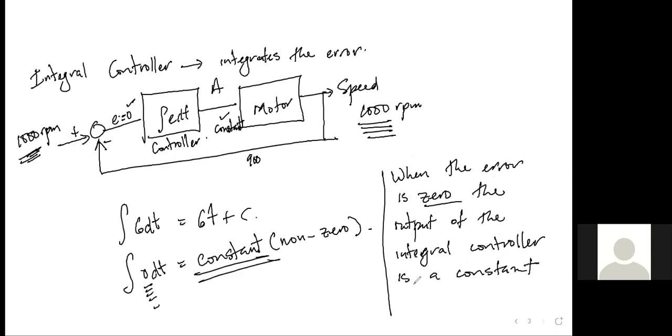All right, so when the error is 0, the output of the integral controller is a constant. All right, so that constant value maintains the plant.